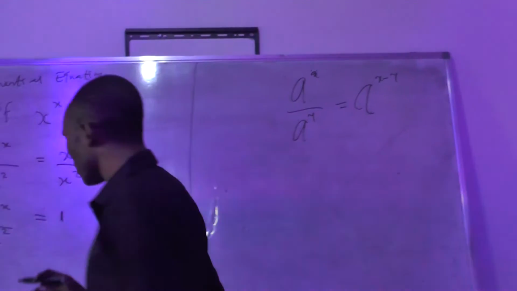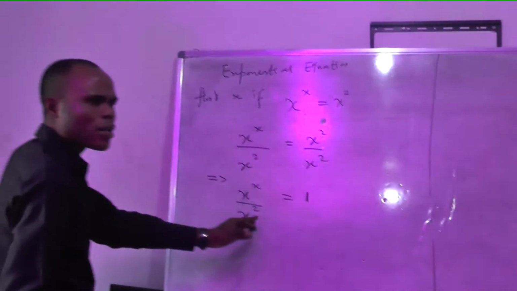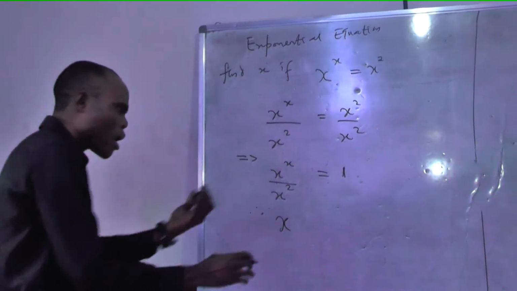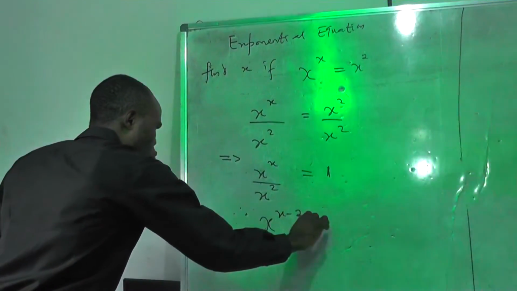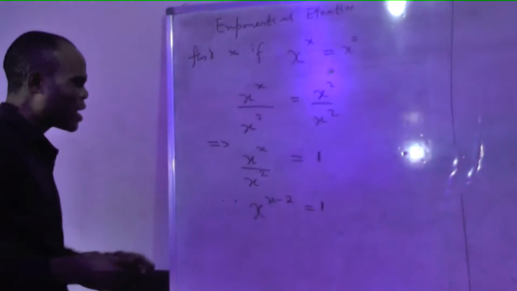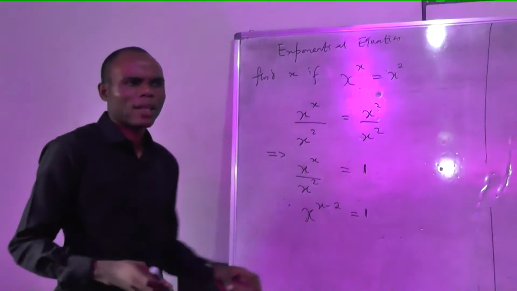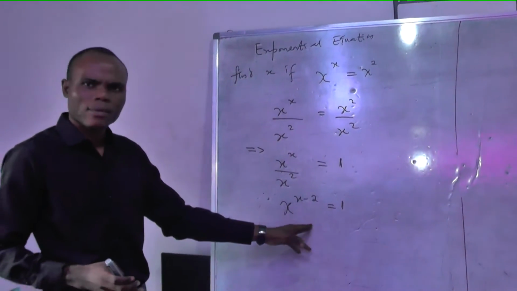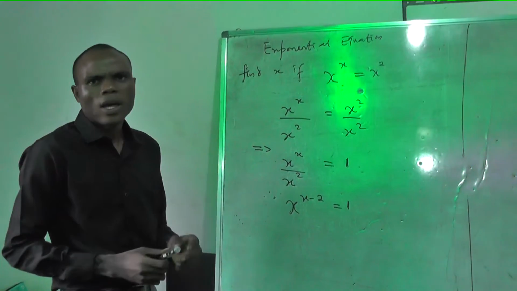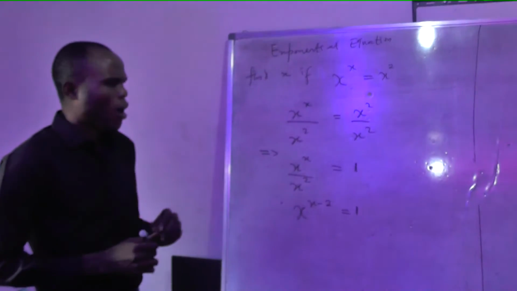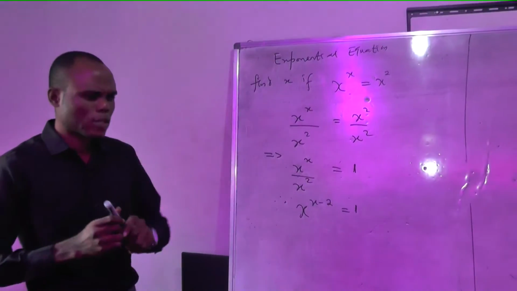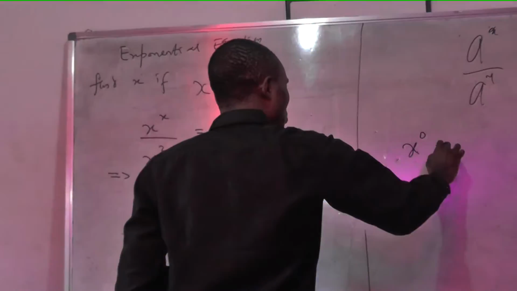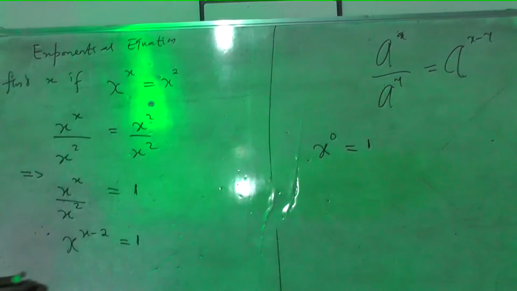So the left-hand side of this equation can be written as x to the power of x minus 2 equals 1. Whenever you come across a problem like this, look at the equation: x to the power of x minus 2 equals 1. Let me remind us again of one of the laws of indices, which says that x to the power of 0 is equal to 1.